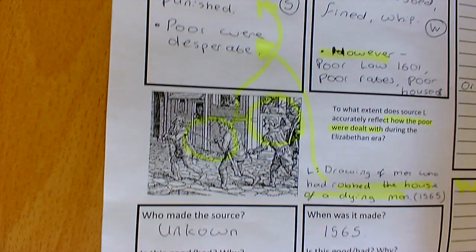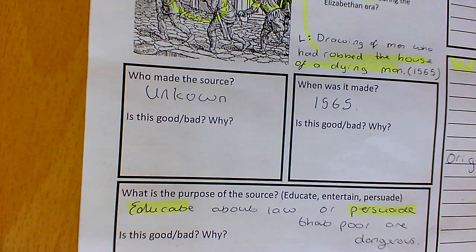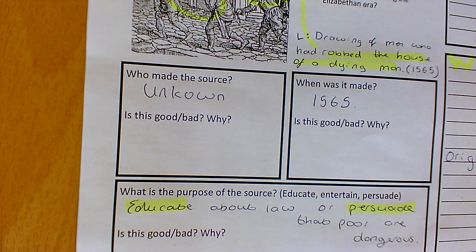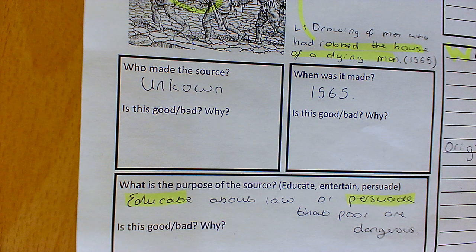Okay, let's focus on the other 5 W's then. Who, when, why, and where sometimes, but I tend to leave where out unless it's really obvious. So that's what these 3 boxes are about. Who made the source? Well, I've said it's unknown. If it's unknown, there's no point in really talking about it.